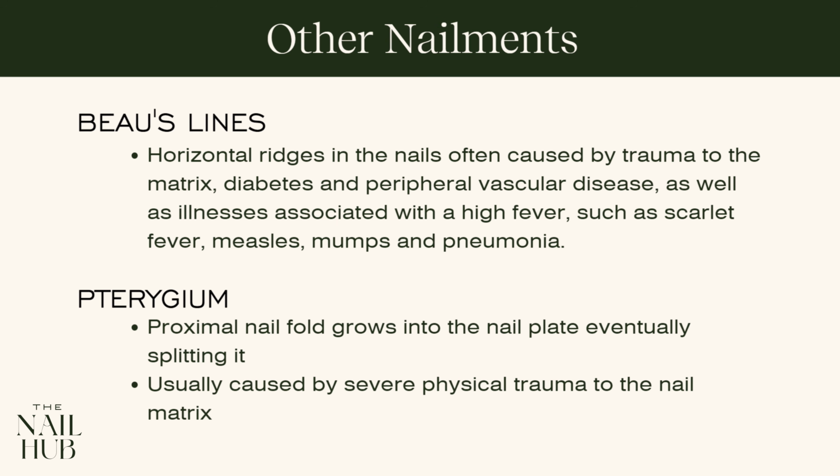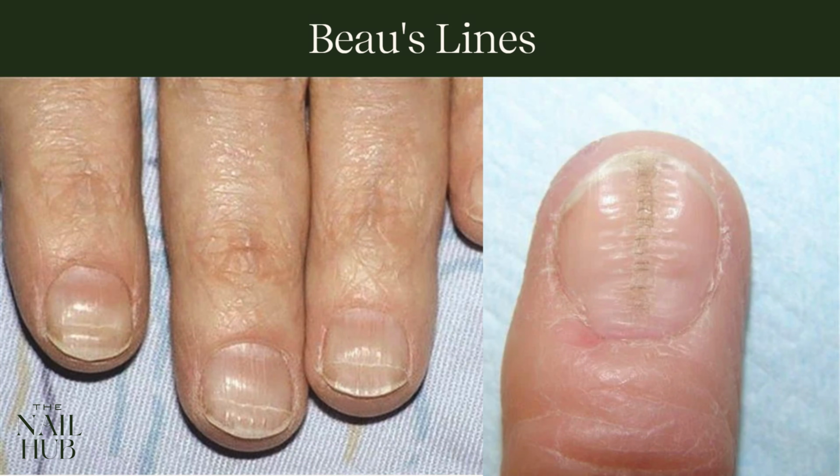Pterygium is actually when the proximal nail fold grows into the nail plate and causes a splitting of the nail plate. And usually this is caused by severe physical trauma to the nail matrix, or it can also be caused just by a birth defect or an issue in that area where the skin just didn't properly form around the nail plate and it never quite grew the right way. Again, neither one of these are really dangerous. They're not infections. They're not something that, you know, really, I think you need to seek medical attention for, but it is something just to be aware of.